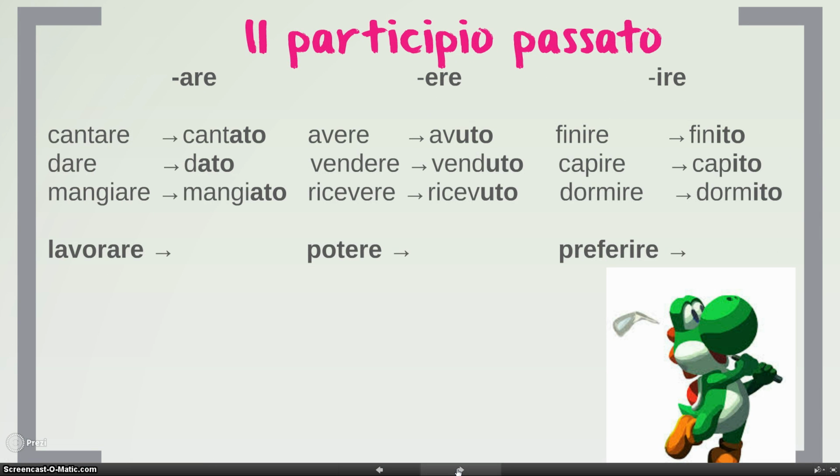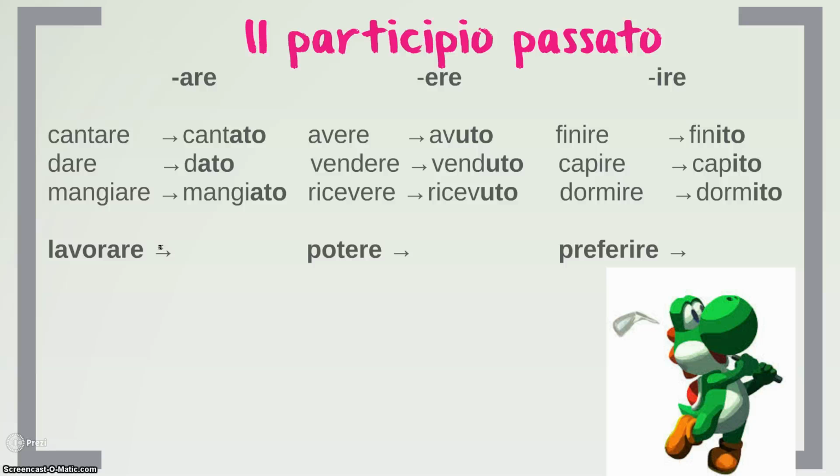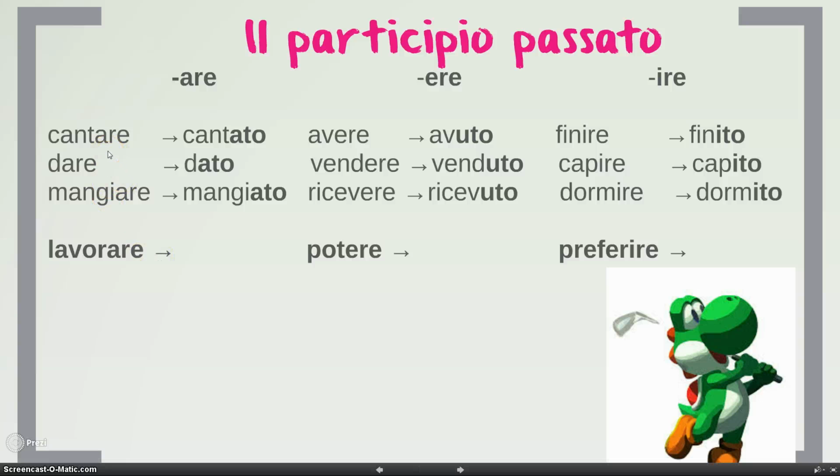Il participio passato is formed as follows. From the infinitives such as cantare, we have cantato. Dare, dato. Mangiare, mangiato. Lavorare, can you guess? Cantato, dato, mangiato, lavorato. The participio passato is formed by dropping the infinitive ending are for are verbs and adding the regular ending for participio passato are verbs, ato.